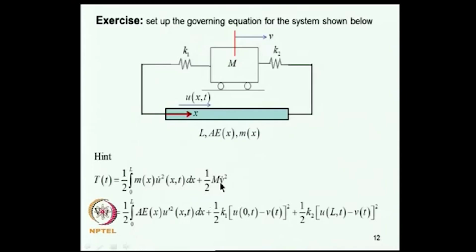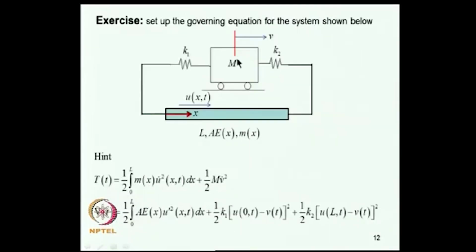Now, a slightly more involved example. There are two springs and another inertial element. This is an exercise that you need to do. The hints are given here. This is the expression for the kinetic energy. This is the expression for the potential energy, and I have worked out a few steps.